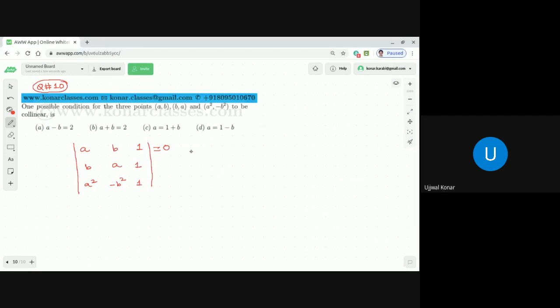So what does it mean, dear students? It means that from this determinant, I can make an operation. So I'll write the determinant first, the hollow determinant. I'm not writing the elements here. That is equal to 0.